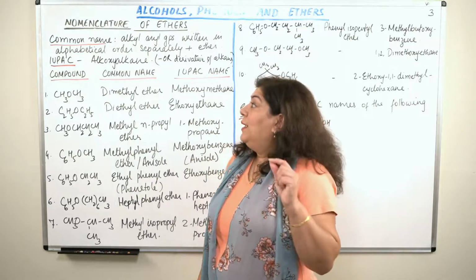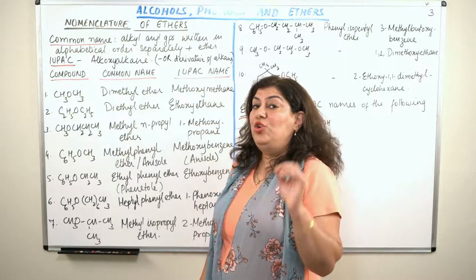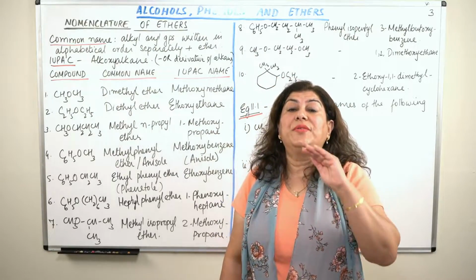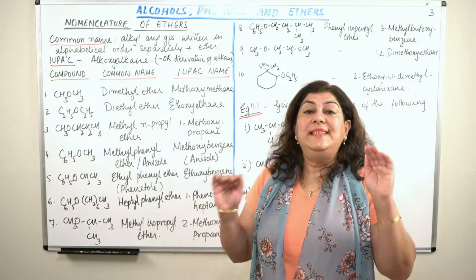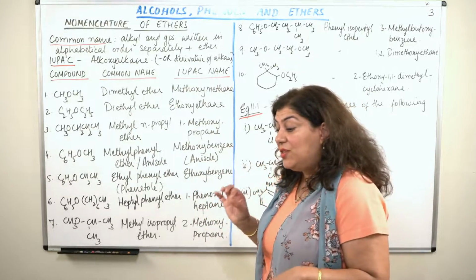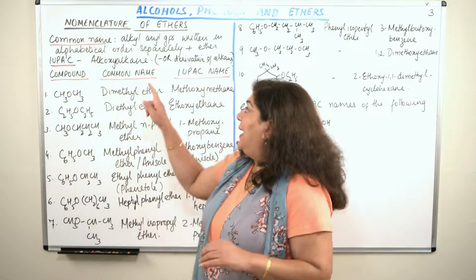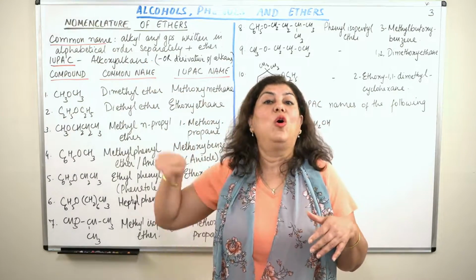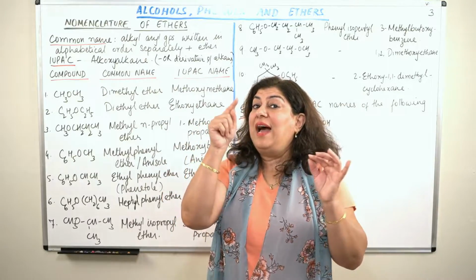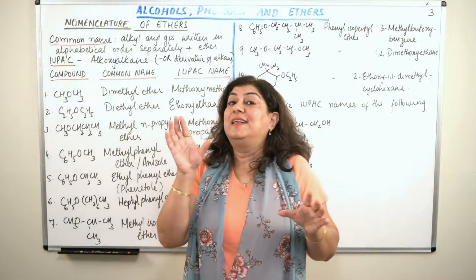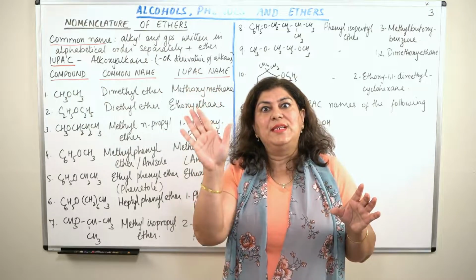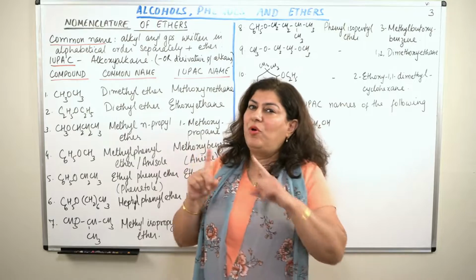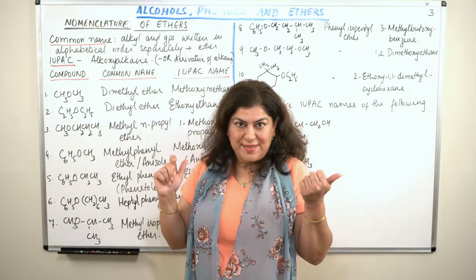Remember one thing, that for ethers in IUPAC nomenclature, alkoxy or phenoxy is always written as a prefix. It is never written as a suffix. As in the case of alcohols, at the end of the alkane, we removed the E and wrote ol. Alcohol. So we have it in the end. That is a functional group which is written in the end as a suffix. Such functional groups are more important than the ones that are written as prefixes.